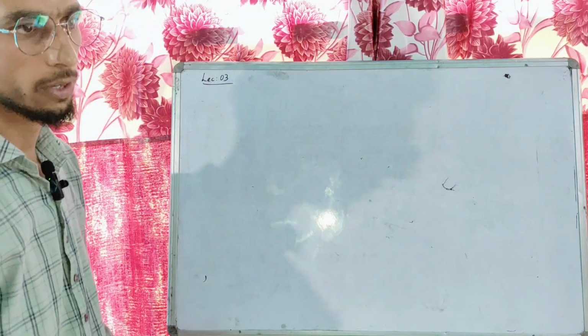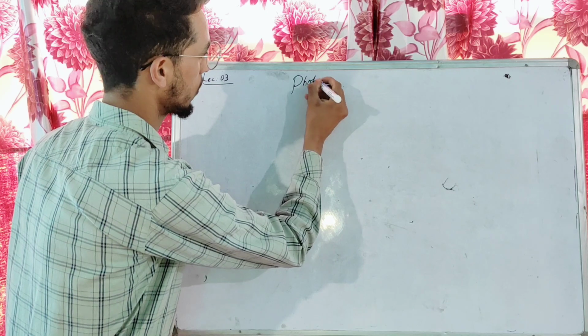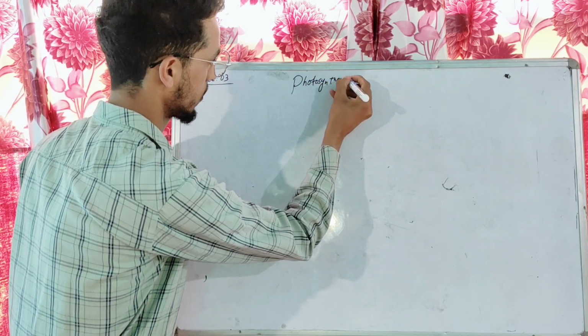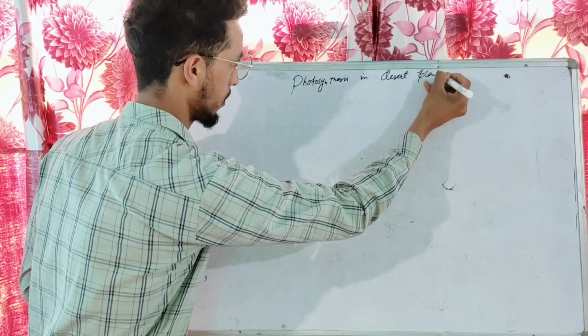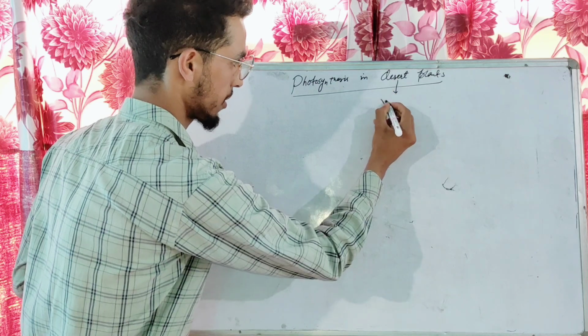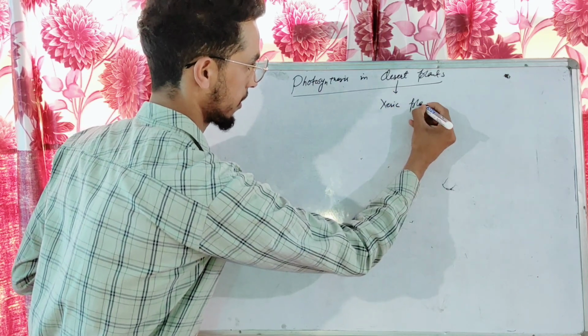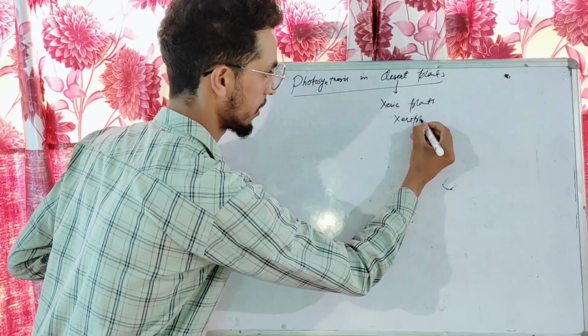So welcome class. Today we are going to discuss photosynthesis in desert plants. Photosynthesis in desert plants is a little different from photosynthesis in green plants usually. Desert plants are also called xeric plants. Xeric plants are the organisms which live in the desert. They are usually called xerophytes.